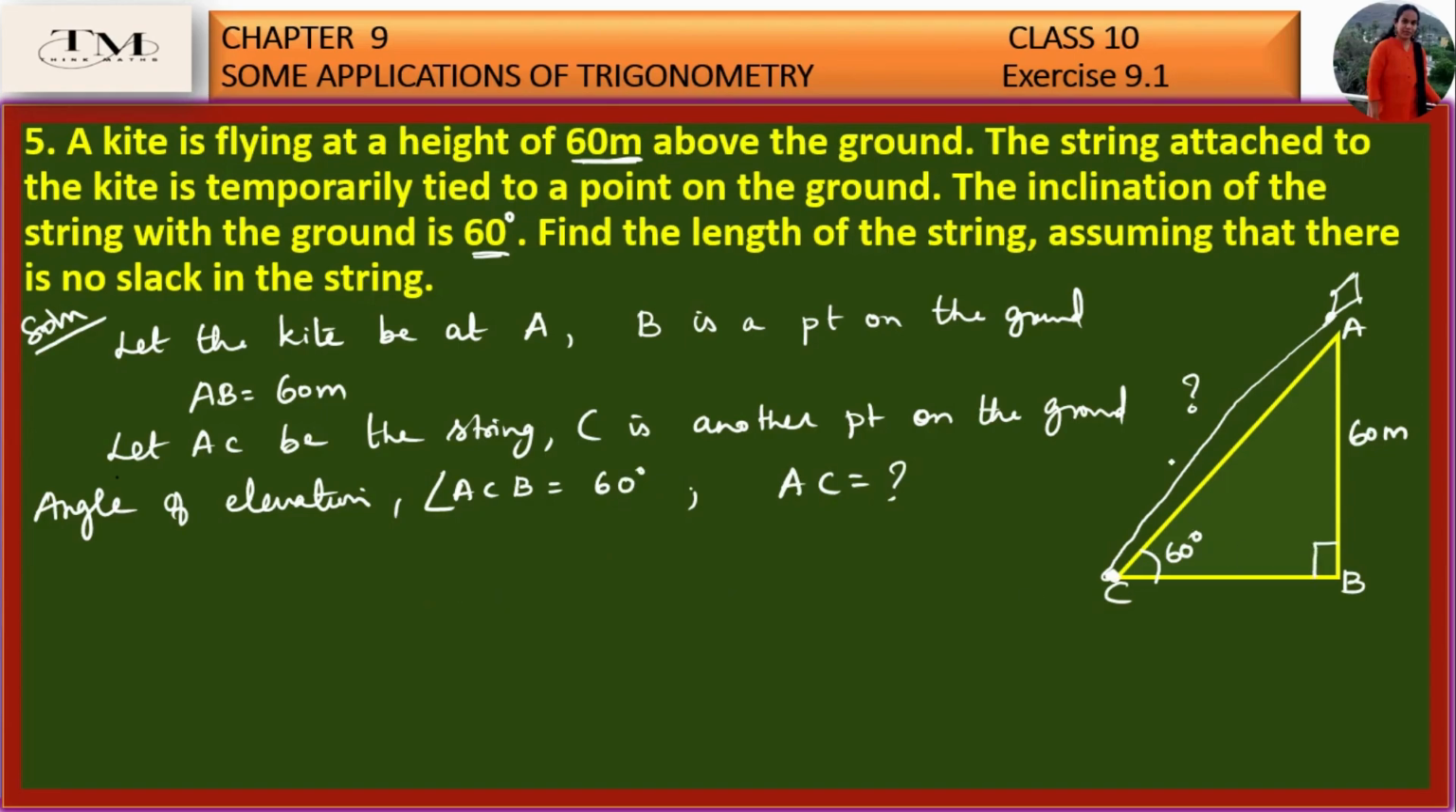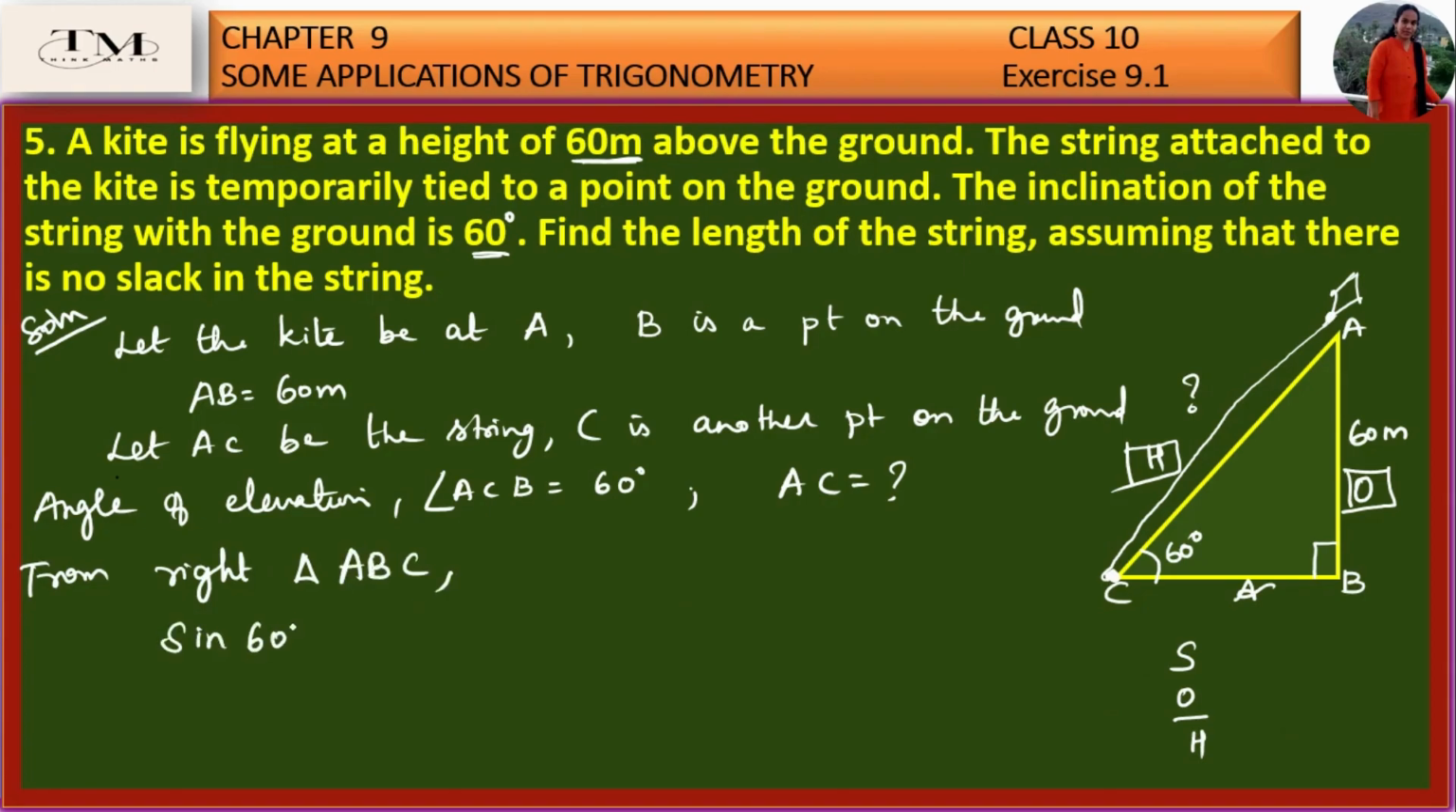So this is 90 degree. So opposite the 90 degree is the hypotenuse. Opposite the 60 degree is the opposite side, and the remaining one is the adjacent side. What we know? We know the opposite side and we have to find out the hypotenuse side. You all know that sine is opposite by hypotenuse. So let us apply the sine relation. So from right triangle ABC, sine 60 degree equal to opposite by hypotenuse side. So opposite side is AB, hypotenuse side is AC.